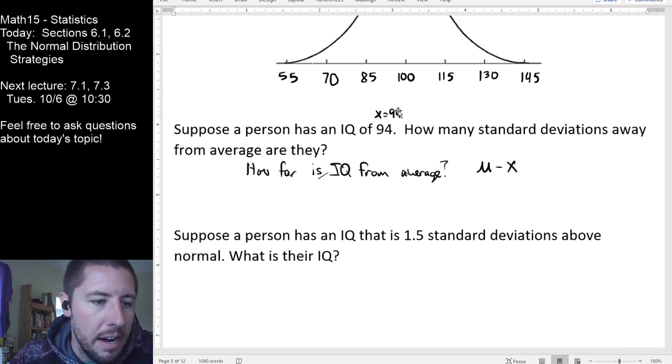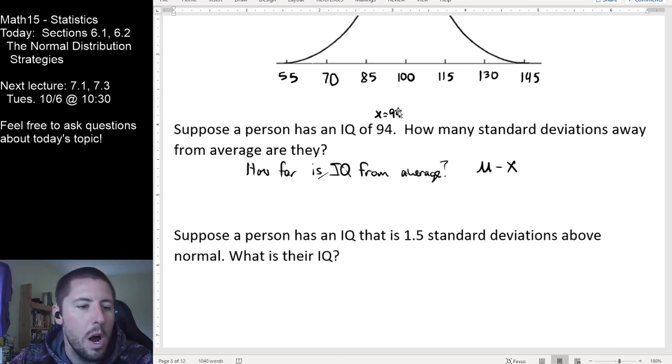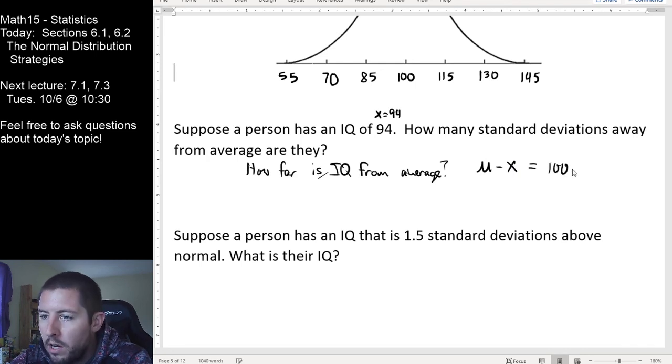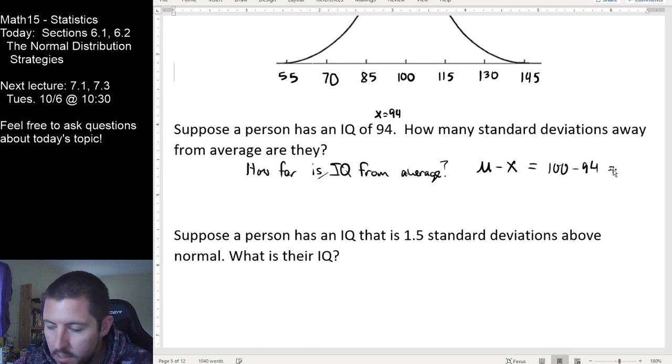We met a person, their IQ is 94. That's the one observation. That's our x value there. To compute mu minus x is to say what is the difference between the average value and the one that we observed. So here that would be 100 minus 94. And I'm going, oh wait, sorry. I'm going to set this up a little bit backwards. Or I set this up backwards.